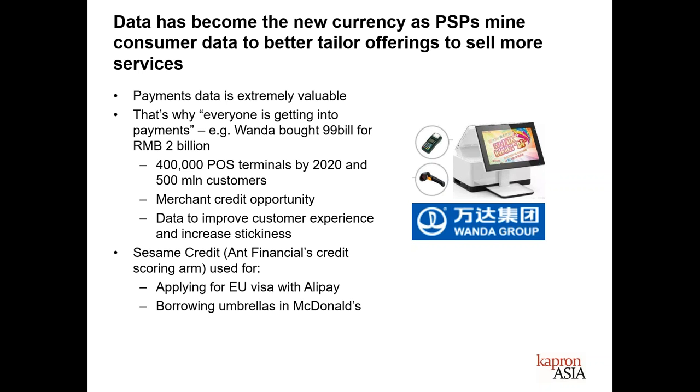For example, Wanda Group, a Chinese conglomerate which started from shopping malls here in China, paid RMB 2 billion for a payments company called 99Bill. So why did they do that? Well, they want consumers to use these 99Bill wallets on their mobile phones when they visit their shopping malls. This way, they can connect consumers with almost 500,000 smart POS terminals installed in these shopping malls. And this data gives Wanda a lot.